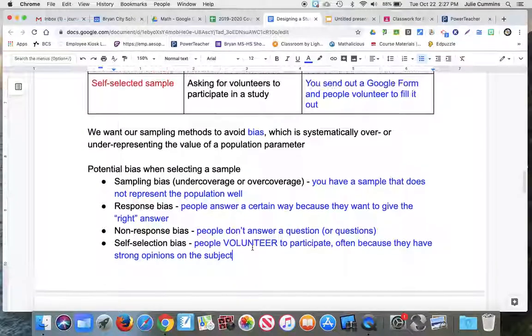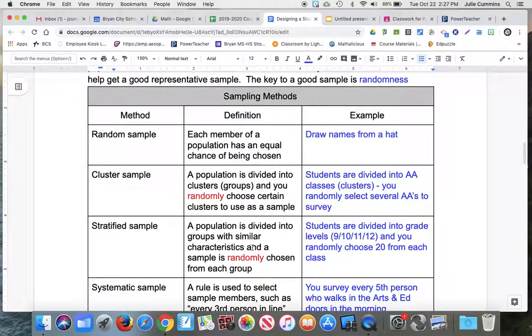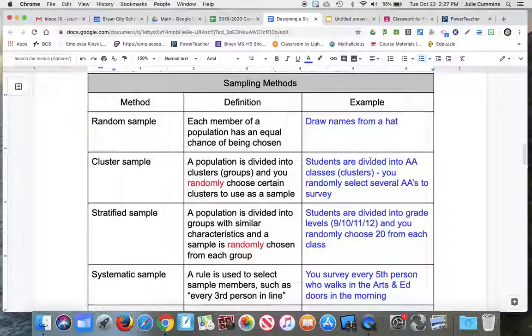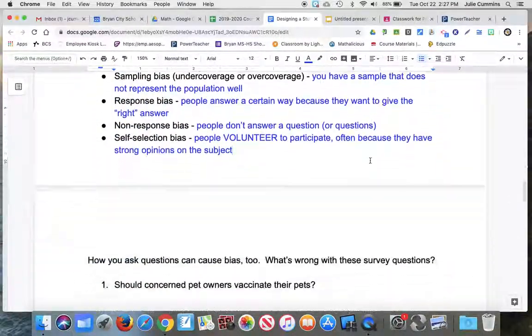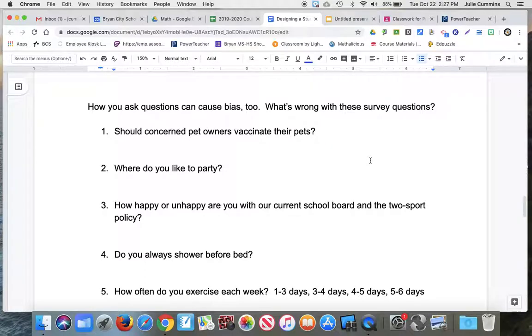So in order to avoid bias, we want to pick a sample well, and remember the key to picking a sample well is randomness. Now, what I want you to do, now that you watched all these videos: very soon, you're going to be designing questions, and you're going to be designing how you're going to give the survey. How you write your questions is just as important as how you pick your sample.